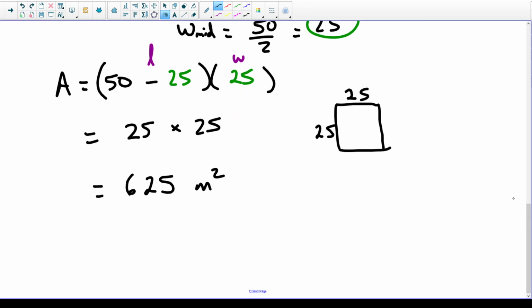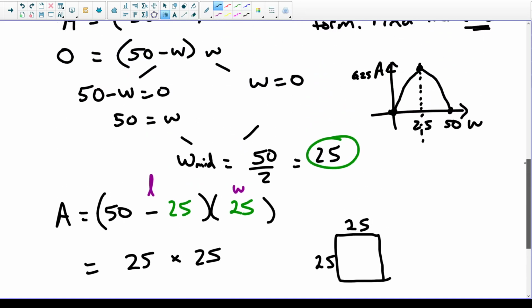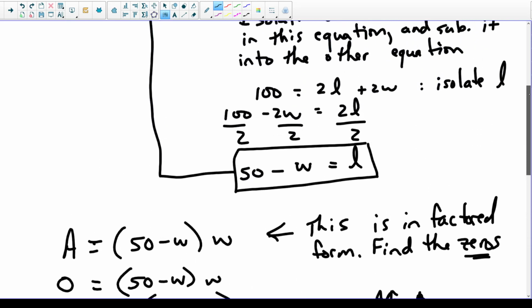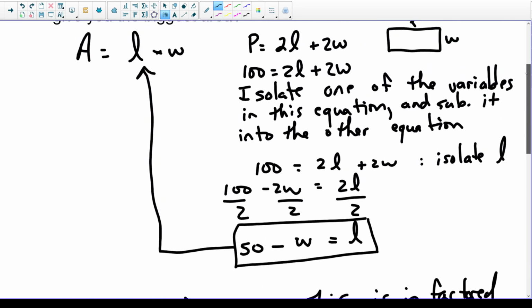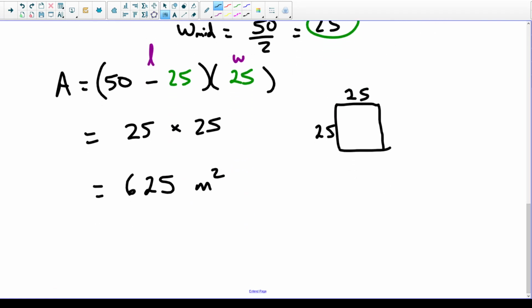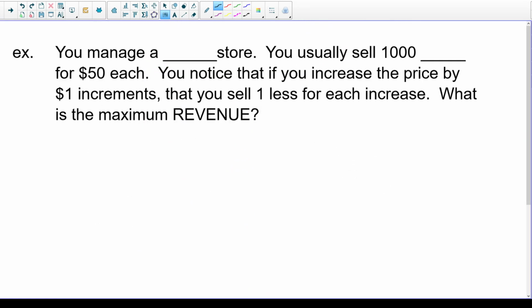So we didn't need a big table of values. We already had a factored equation when we just substituted the length into the equation for the area right there. And that gives us the solution to that problem. So here was another problem that we had talked about. You manage, and I had told you to put anything you wanted here. I believe we had used pants at the time.